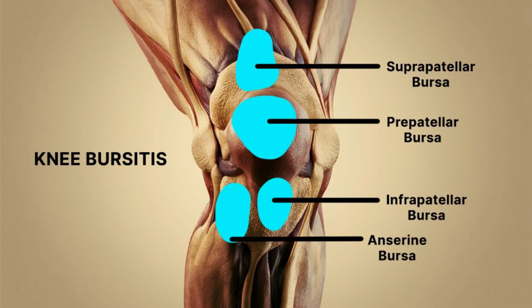Knee bursitis can occur in several locations around the knee joint. One common type is prepatellar bursitis, which affects the bursa in front of the kneecap, the patella, and can result from frequent kneeling or direct trauma to the knee.